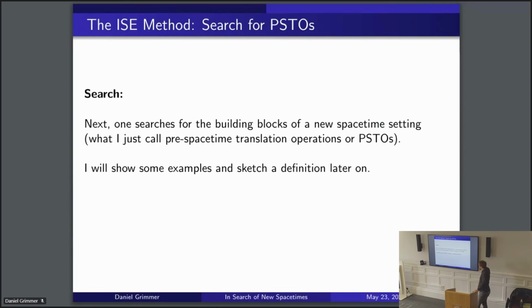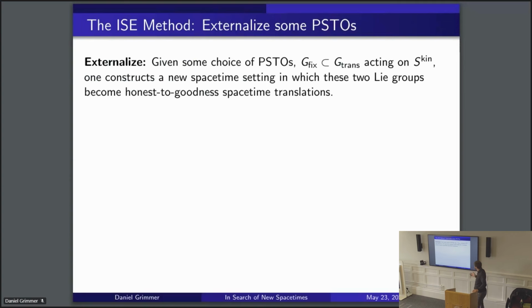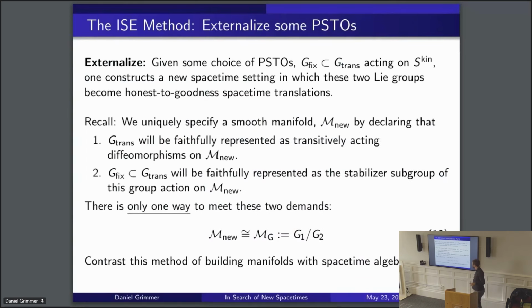So in the second step of this ISE method, you search around for new pre-spacetime translation operations. They don't have to be the ones I just showed, and I'll show some examples and sketch a definition later on. But the new and the old theory that we're redescribing here are going to differ about which PSTOs qualify as spatiotemporal. And once we have these PSTOs picked out, you're going to use them to build a new spacetime manifold. It's the unique spacetime manifold where whatever Lie group actions you chose on the theory states, it's the unique place in which they become honest-to-goodness spacetime translations, in the sense that I talked about on the previous slides.